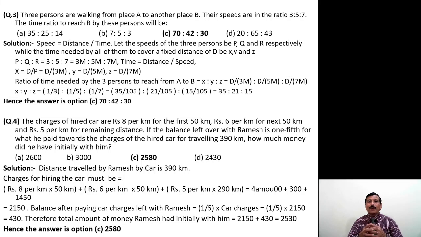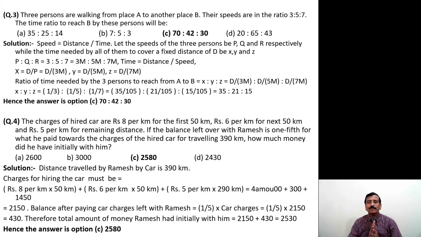3 persons walking from A to B, their speeds are in ratio 3:5:7. So the time taken by them will be inversely proportional to this. So time taken by all of them will be proportional to 1/3 to 1/5 to 1/7, and we get the answer 70:42:30.